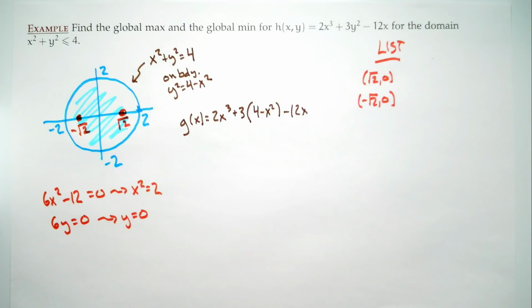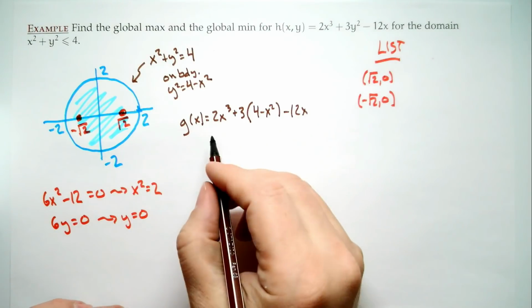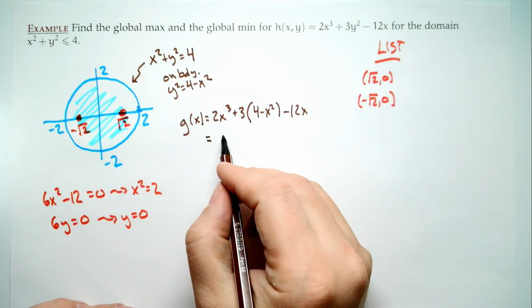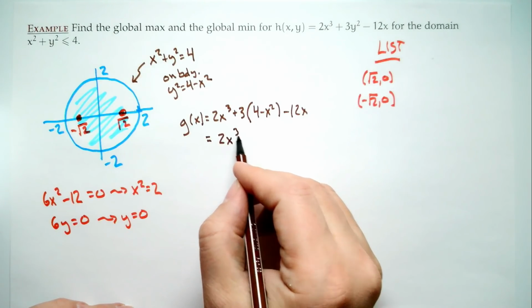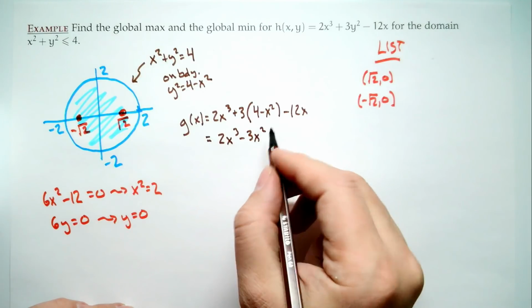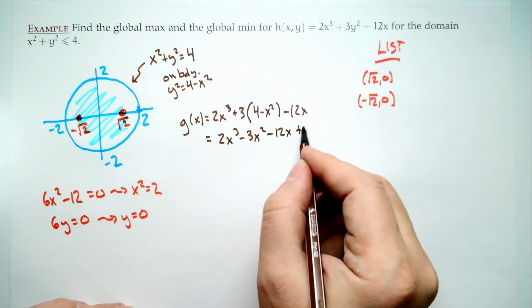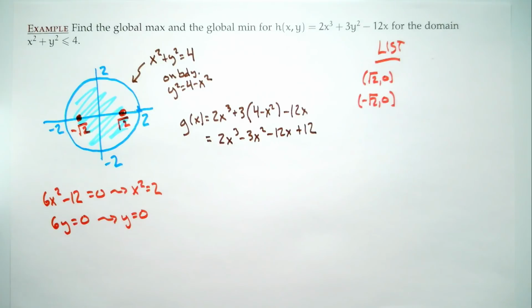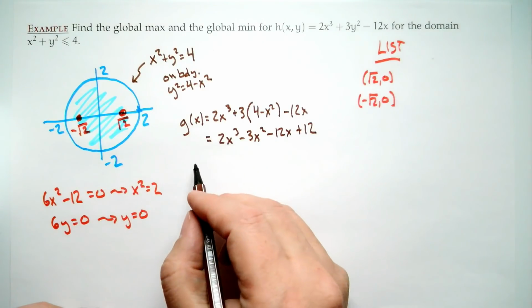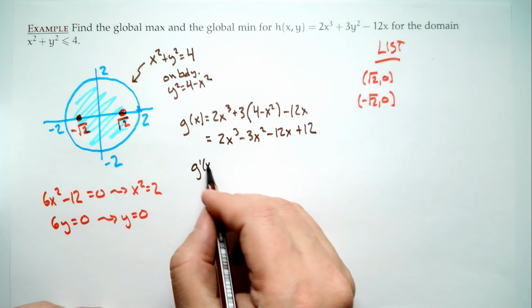Now, we got lucky here today. Next time, we'll talk about what happens if you don't get lucky. We have ways to handle that. But today, we get lucky. Now, let's clean this up. Well, this becomes 2x cubed minus 3x squared minus 12x plus 12. What comes next? Take derivatives. G prime of x.